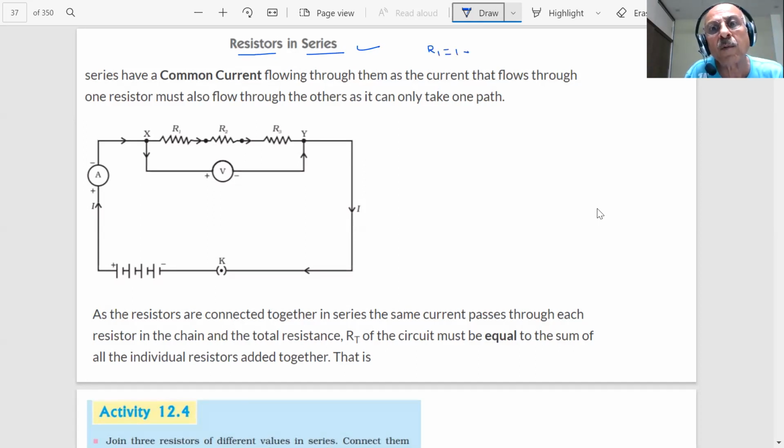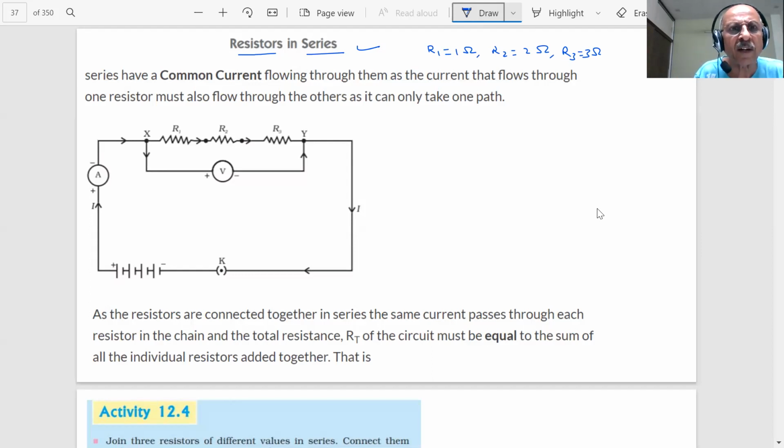R1 1 ohm, R2 2 ohms, and R3 3 ohms. You can take different resistors. What is a resistor? I can attach a bulb also. A bulb also has a resistance, student. Any electronic device has its own resistance.